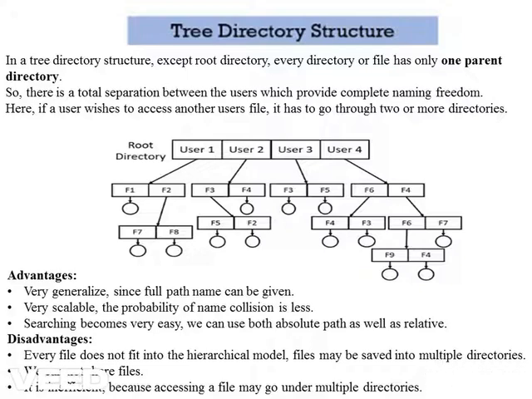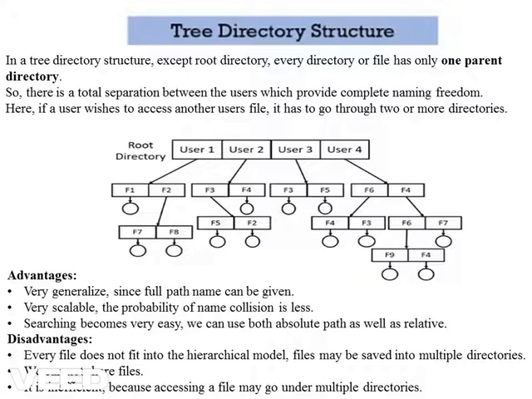directories. We have a root directory and then subdirectory 1 and subdirectory 2. The advantage of using the tree directory structure is that it is very generalized, since a full path name can be given, and it is very scalable. The probability of name collision is very low and searching becomes very easy. We can use both absolute and relative paths.